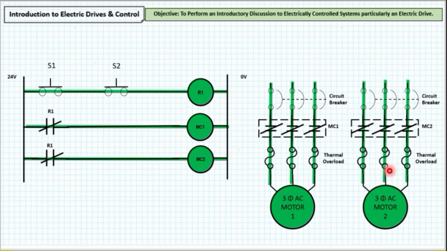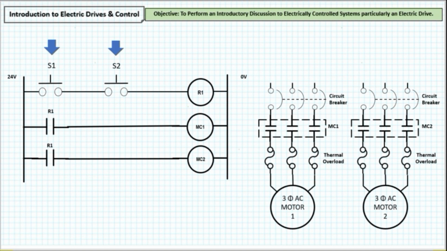Thus, ang mangyayari dyan, the three-phase voltage supply will flow through lines 1, 2, and 3, and will result in the motor running, both of them. Okay.